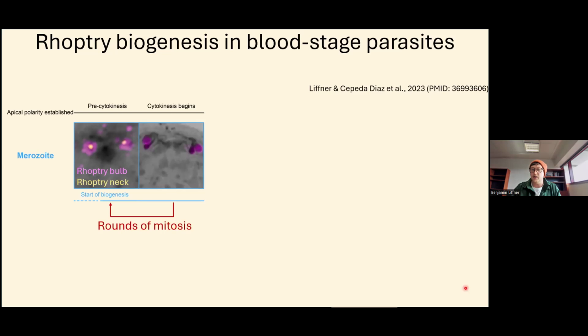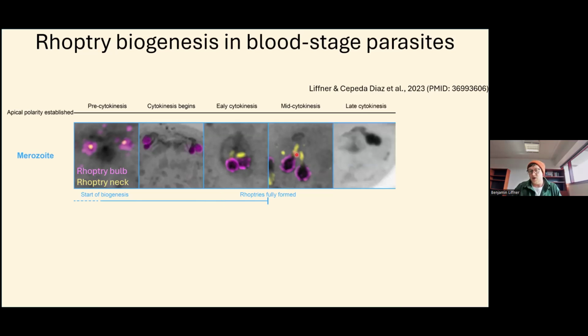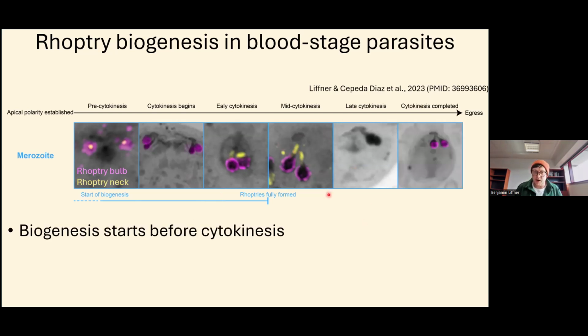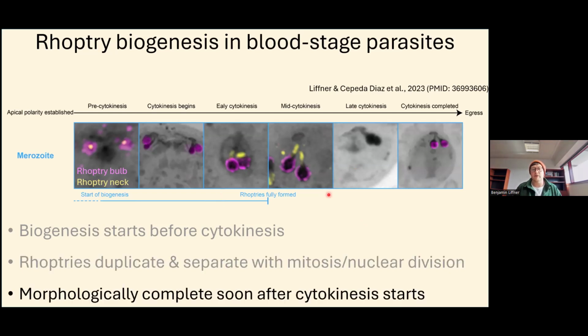And we also know that rhoptries are duplicated during mitosis and then segregated following nuclear division, and that this repeats a few times, each time ending up with a nucleus having a corresponding set of rhoptries. After a couple of rounds of mitosis, cytokinesis will start and mitosis will finish. And by early to mid cytokinesis, the rhoptries appear to be fully morphologically developed, with a distinguishable neck, in yellow here, and bulb, in the magenta region. So neck and bulb, it's a kind of club shape. After that, the rhoptries are morphologically mature. But the key thing to take away is that rhoptry biogenesis starts before cytokinesis. Rhoptries duplicate and separate with rounds of mitosis and nuclear division. And the rhoptry is morphologically mature soon after cytokinesis starts.